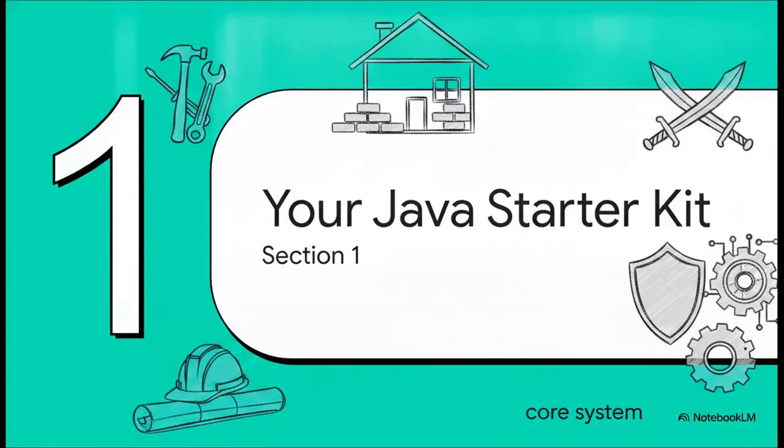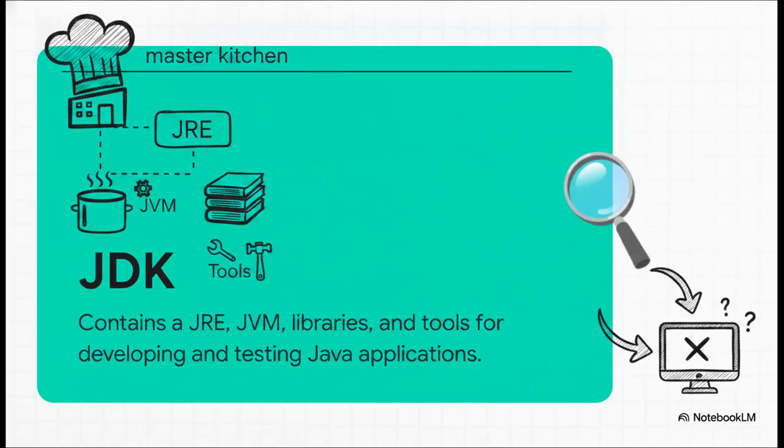Section 1, your Java starter kit. Okay, so to write Java code, you absolutely need the JDK, which stands for the Java Development Kit. You can think of it as your master kitchen. It holds all the essential ingredients, right? It contains the Java Runtime Environment, or JRE, the Java Virtual Machine, class libraries, and all the tools you need to cook up and test your Java apps. Without the JDK installed, your computer's basically clueless. It simply doesn't know how to understand or build Java code. It really is the absolute foundational ingredient.